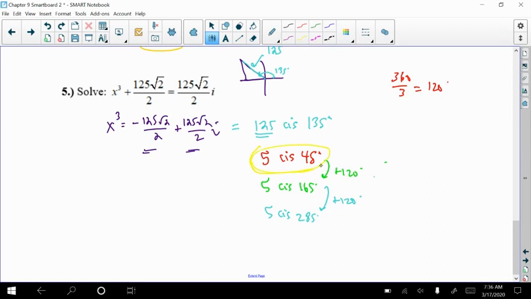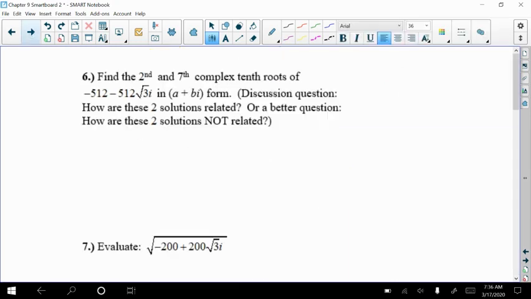And notice our principal one actually has a nice angle. I could express this in a plus bi form. This is our second solution, and then this is our third solution. And that order of first, second, third solution, the order that they appear is just based on the magnitudes of the angles, just the size of the arguments. And that's actually going to come into play in a couple of examples coming up.